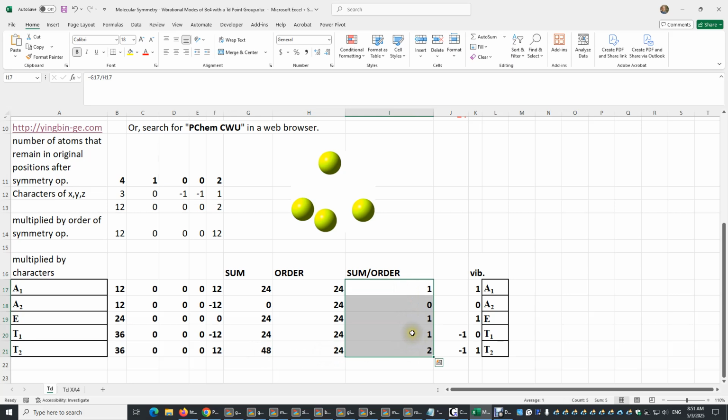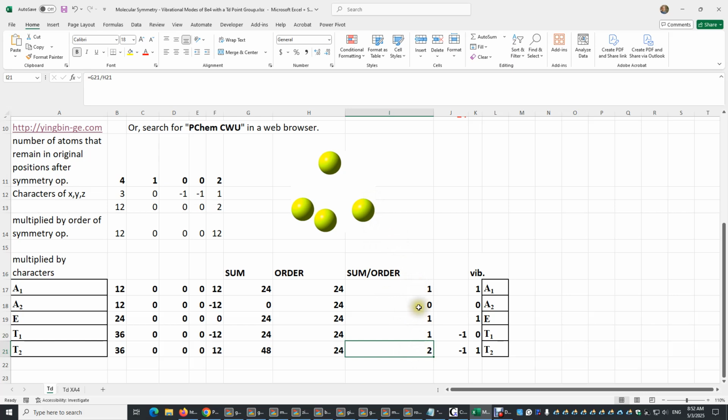What does that mean? That means simply we have one motion of those atoms corresponding to A1 symmetry, 1 doubly degenerate E, 1 T1 triply degenerate, and 2 T2 triply degenerate. And we can sum it up. We have 1 here, and this is doubly degenerate, so plus 2, and then plus 3, plus 6. We get a total of 12.